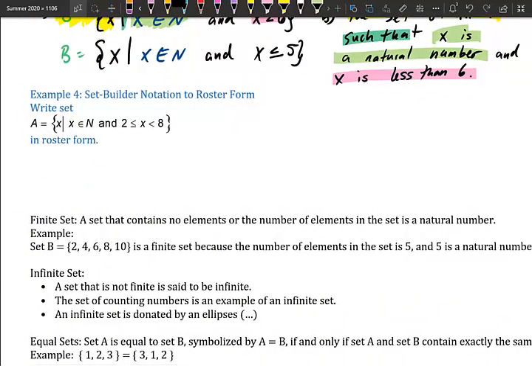Now we're going to do the opposite. We're going to write roster form, set builder notation to roster form.